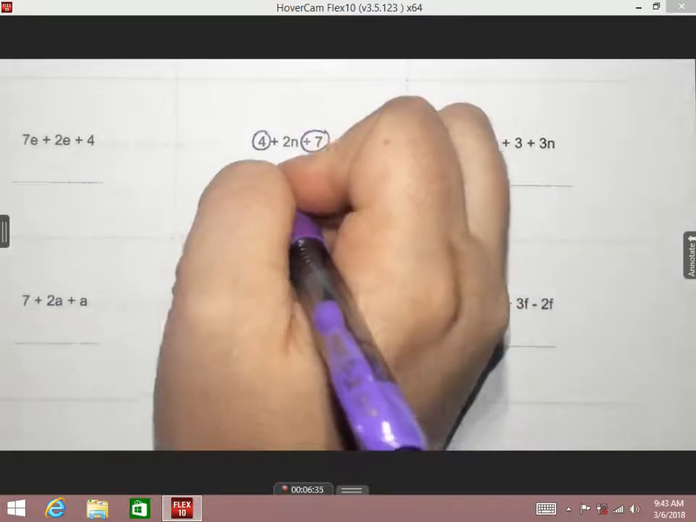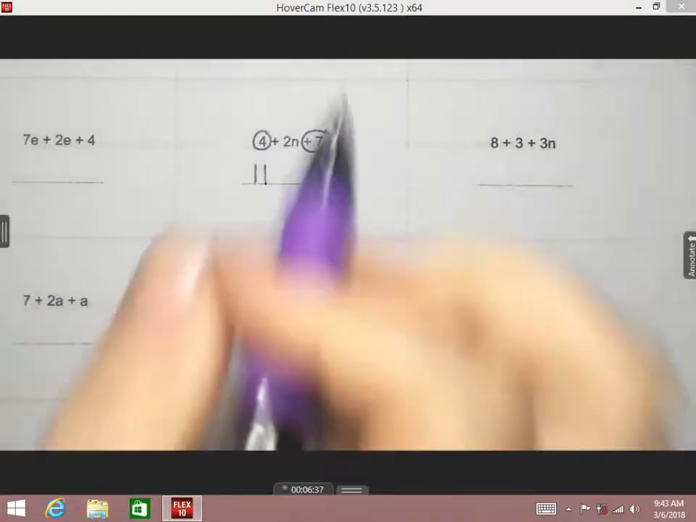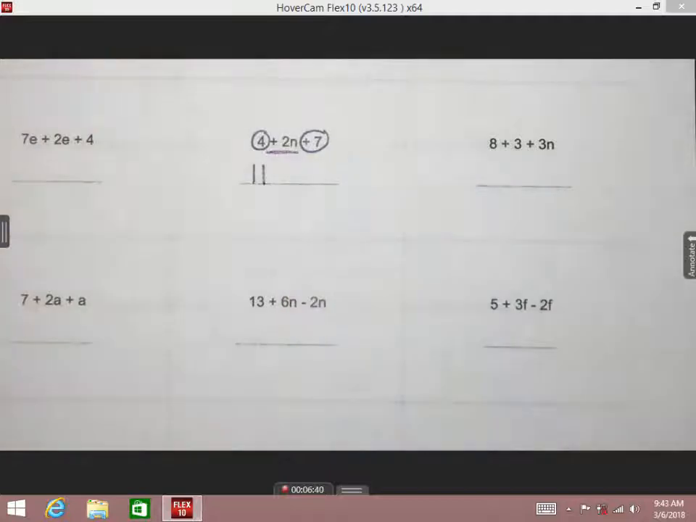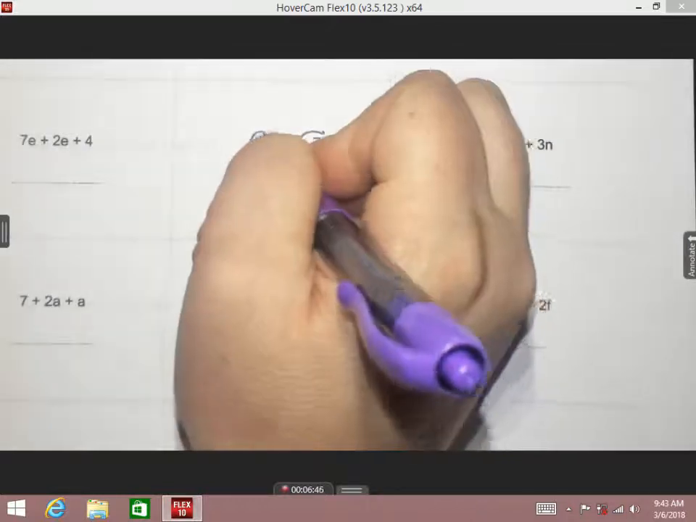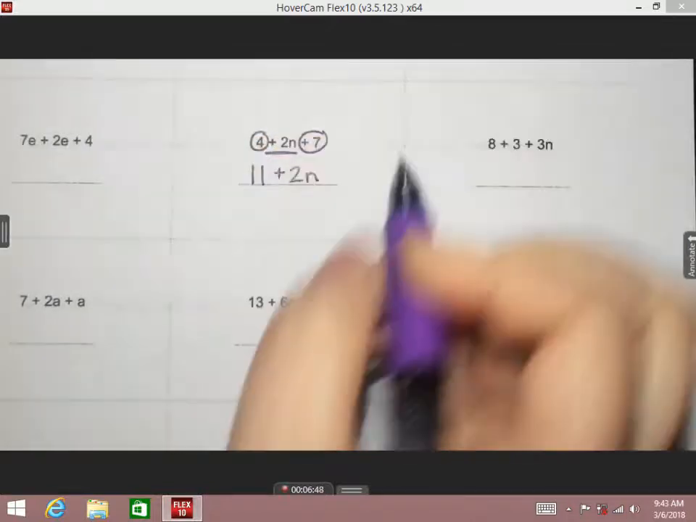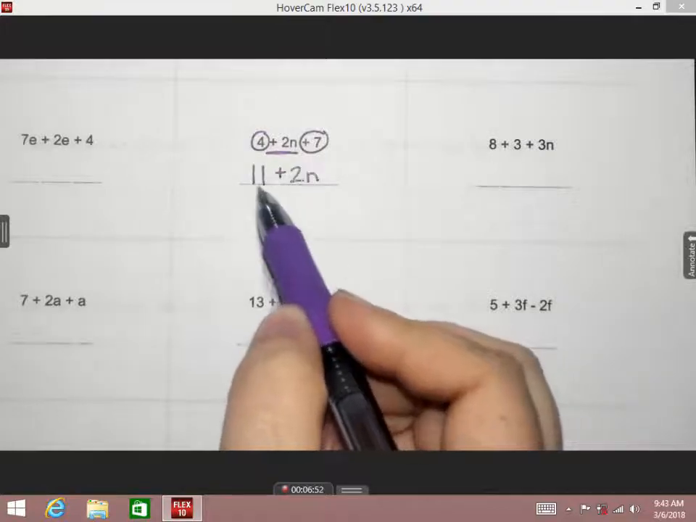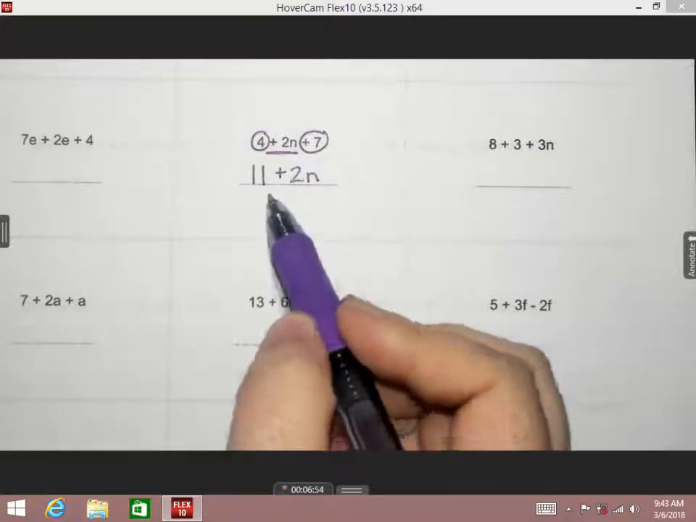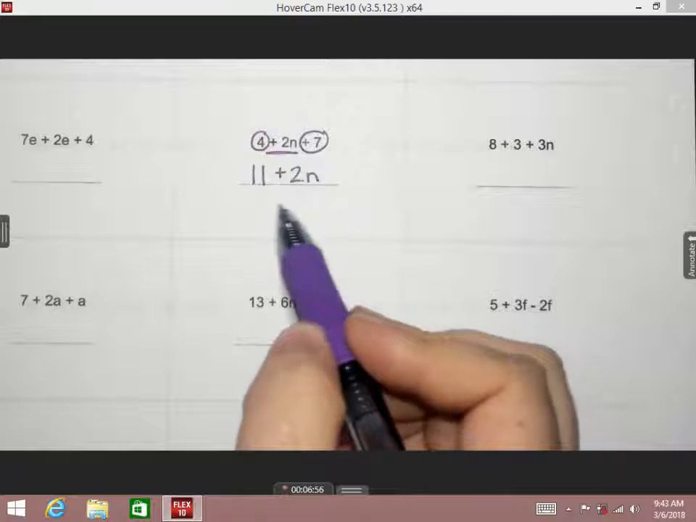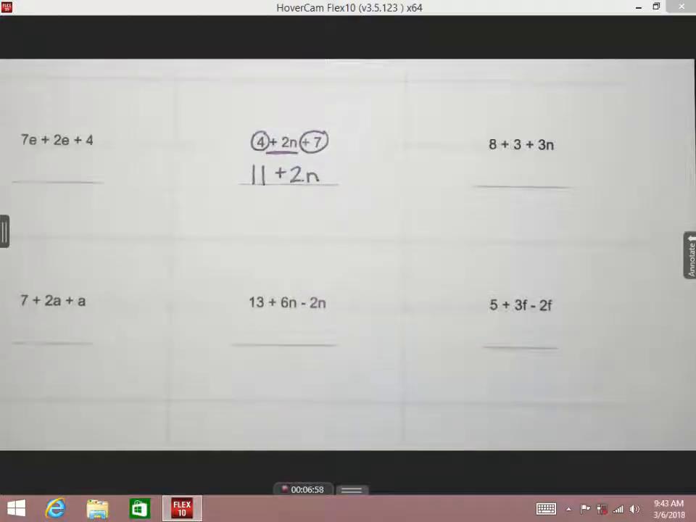11. All right, the only thing left in the problem is plus 2n. Is there a term that I can combine plus 2n with? Nope, so we're just going to bring it down. Now guys, right here, and I didn't emphasize it on the problem before, but are these like terms? Can I do anything else with those? No, so that's why we're done. We can't add 11 and 2 because they're not alike. Okay? All right, are there questions about those first 2 problems?